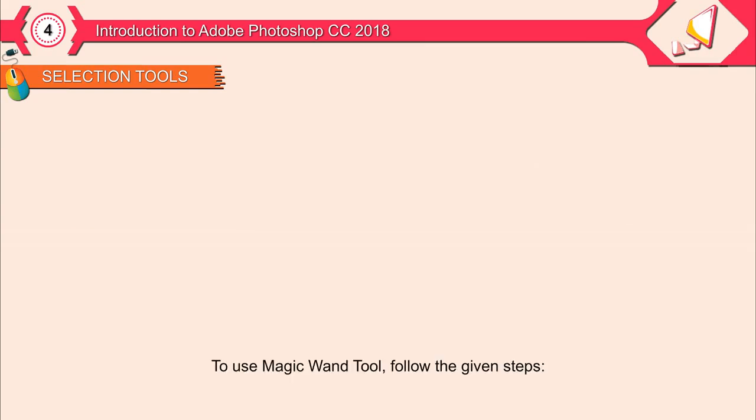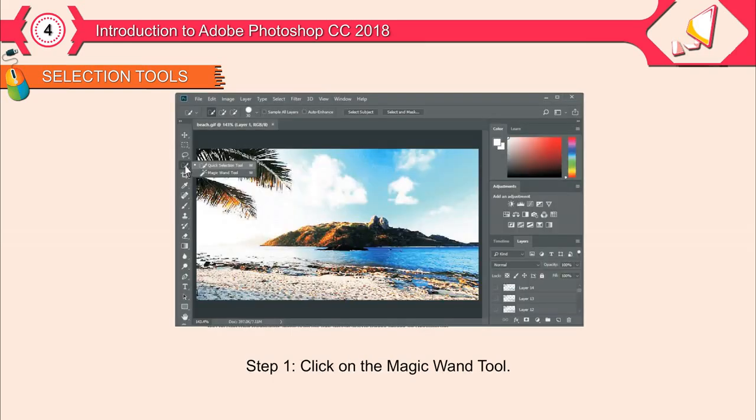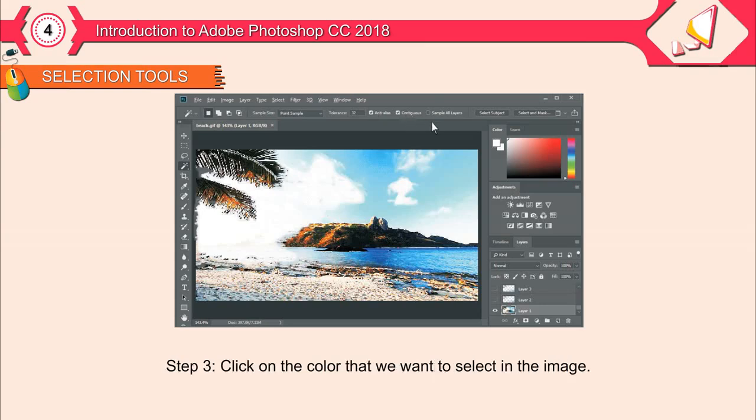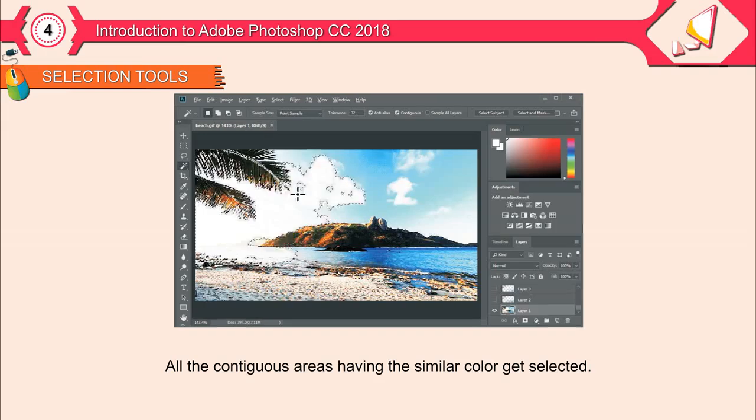To use Magic Wand tool, follow the given steps. Step 1. Click on the Magic Wand tool. Step 2. Set the tolerance, anti-aliased and contiguous options in the options bar. Step 3. Click on the color that we want to select in the image. All the contiguous areas having the similar color get selected.